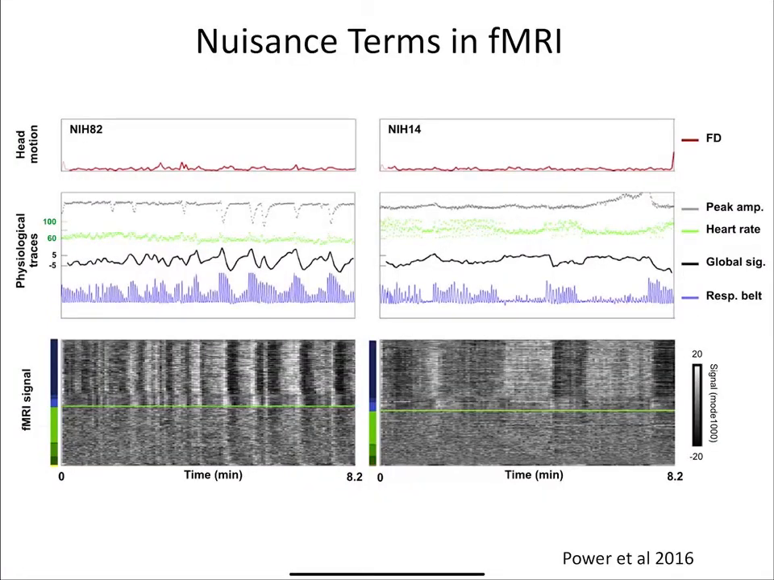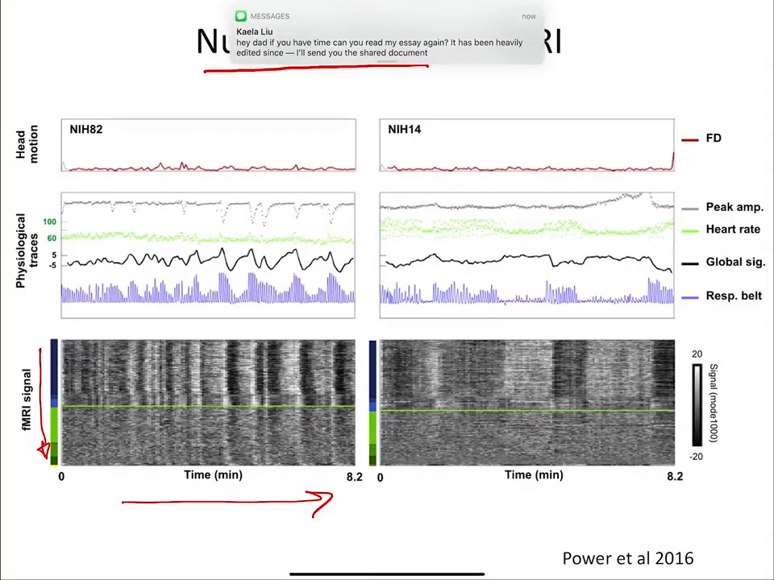So that gets us to this thing of nuisance terms. This is an example where in this plot, this is time, and what they've done is just stacked all the voxels, so each column is just the signal values for that point in time. It's a really nice way of looking at the data because it gives you an overall view of what's happening in the data.